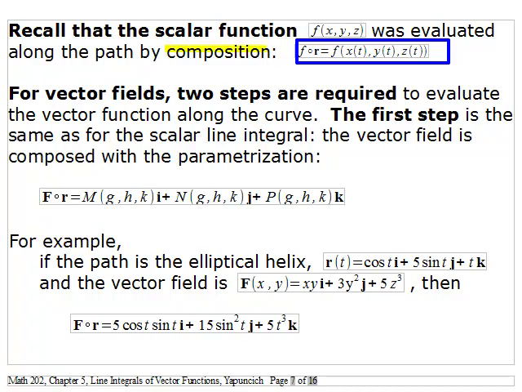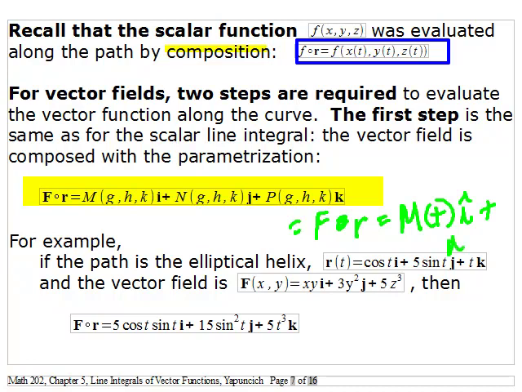For vector fields, let's think of it as though there are two steps required. I like to think of it this way. The first step, you go ahead and do that composition just like you did before. What you end up with is F composed with R. That will be M now varying with t in the i direction, N varying with t in the j direction, and of course P varying with t in the k direction.